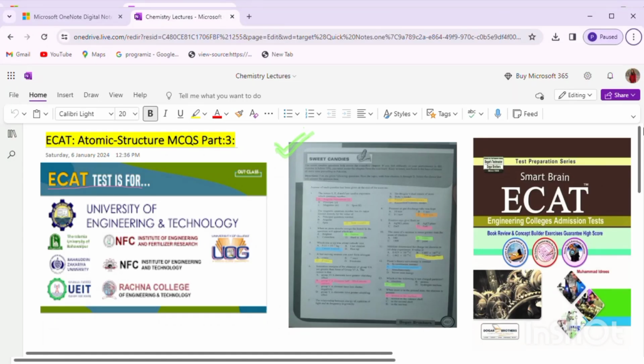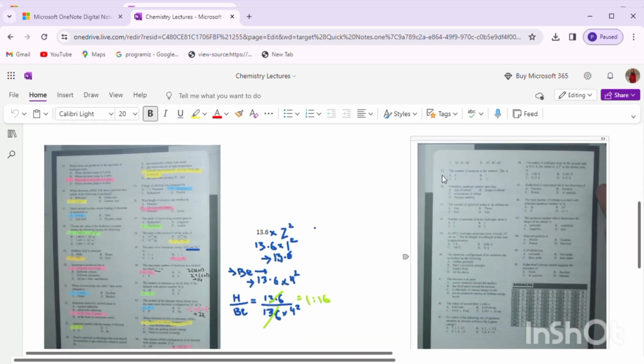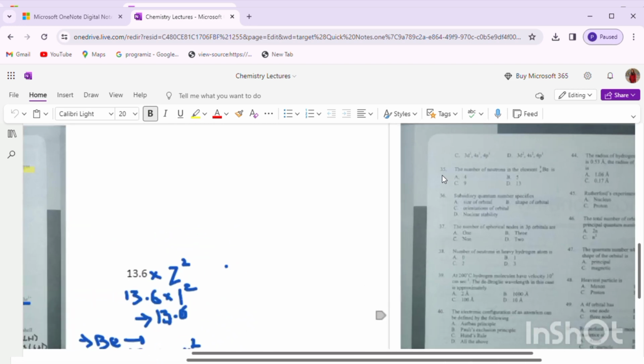Okay, so as in the last video, we have solved MCQs from the Ecat book, which was part number 2. In today's video, we are going to solve the MCQs from 35 to 50, which is the last part of solving the MCQs from the Ecat book of chapter number 5, Atomic Structure. So let me zoom in and let us start solving these MCQs.